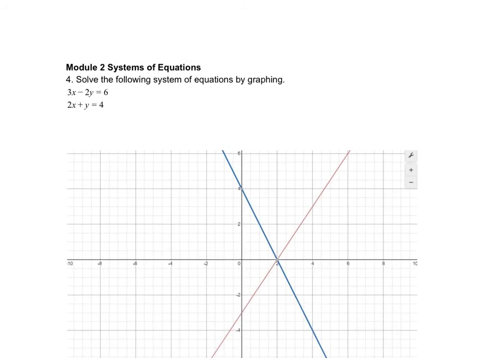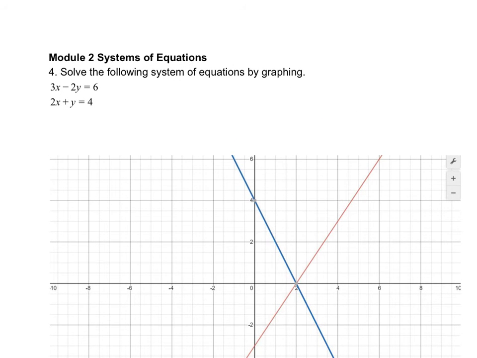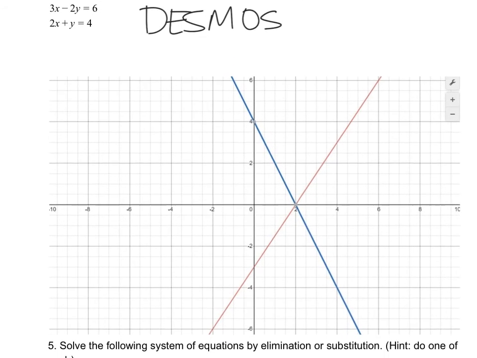Now we're going to take a look at Module 2, which is solving systems of equations. The first thing we want to do is solve a system of equations by graphing. So this is where you're going to want to use Desmos. If I graph both equations in Desmos, you should end up with a picture like this. The solution is going to be the point where they intersect. So in this case, the point where my 2 equations intersect is at (2, 0).